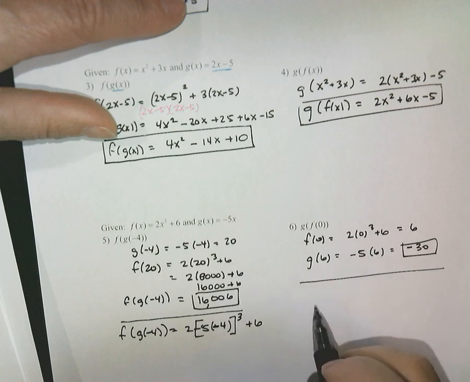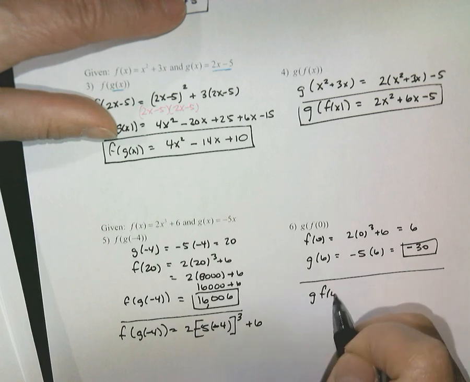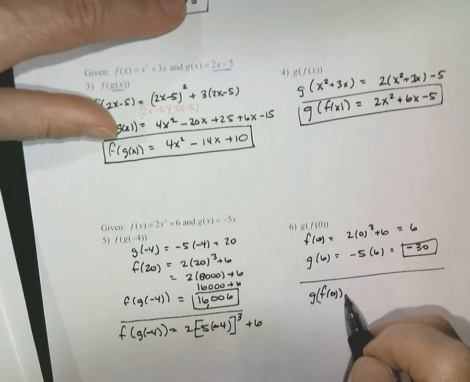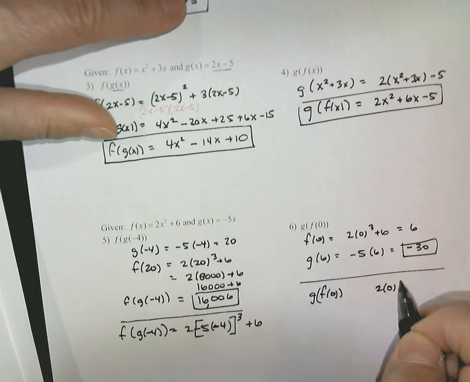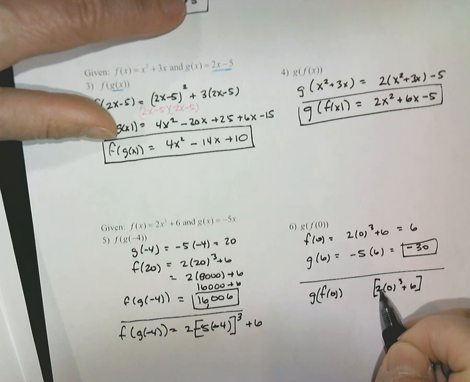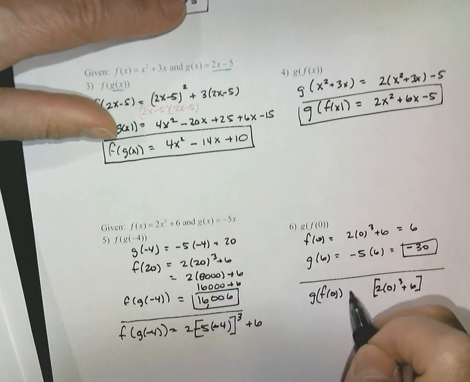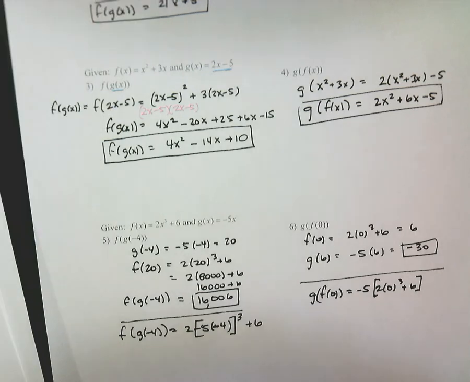Or if you see it all together, g of f of 0, I find f of 0, which is 2 times 0 cubed plus 6. Take that whole function and put it into g, so negative 5 multiplied by all that, and I would get the same answer. Pick which way you like better, which way makes more sense to you, and stick with that one way. Don't switch back and forth. It's easier to pick one method over the other. There's not any purpose for one over the other, just whatever makes more sense to you.